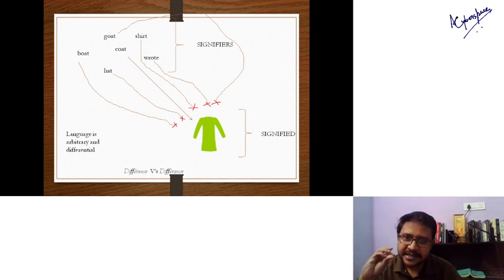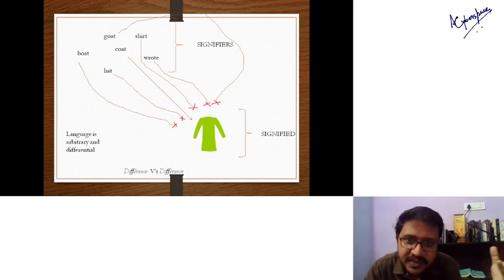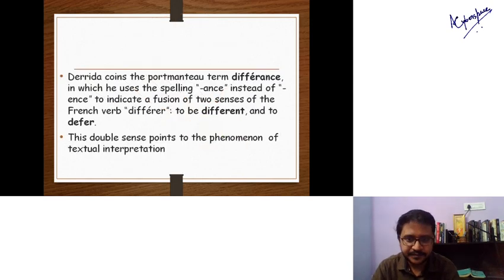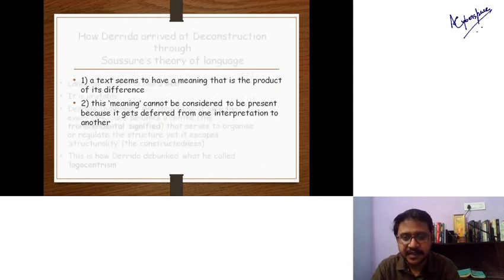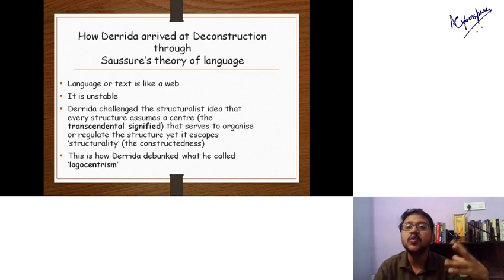And then you would not take any kind of assumption, any kind of quote-unquote meaning for granted. You would question everything, you would doubt everything. Oh, this person is saying this. Is it the ultimate thing that one can think of related to this particular subject? Is he really good? Is there something called good, which is always good, eternally good? Is it possible? Now, if you are questioning in this way, you are thinking like a deconstructionist. You are not accepting a particular transcendental signifier, and this is how Derrida debunked what he called logocentrism.